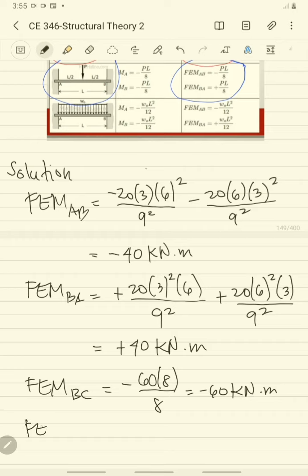Then for the fixed end moment of C to B, that is equal to positive 60 times 8 over 8. So this is positive 60 kilonewton meter. So we have now computed the fixed end moments.